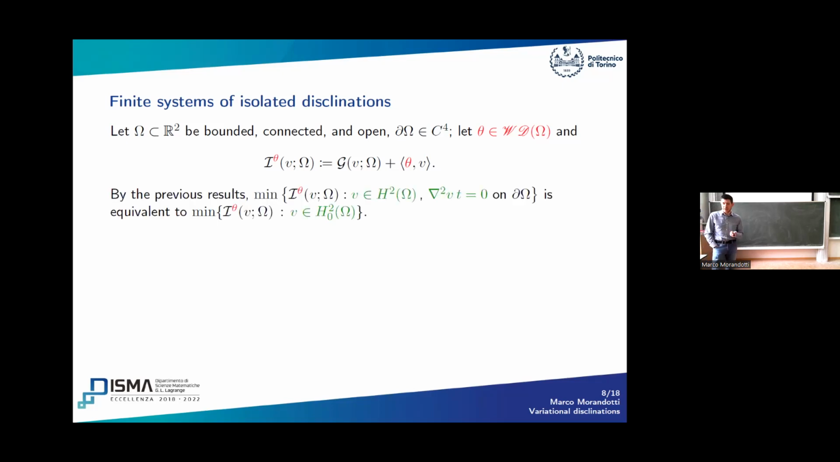And as I said before, minimizing I theta over all H2 functions that are such that the Hessian applied to the tangent vanishes at the boundary is equivalent to minimizing over those that are in H2 zero, because we can subtract off an affine function. So we choose our favorite one, and we take the zero function.